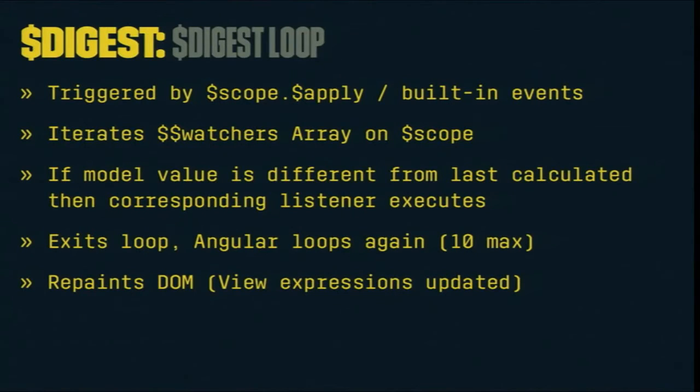So after all these, I kind of sum them up. Some of them I might talk about with the code examples as we carry on. So the digest is triggered by scope apply and the built-in events. We iterate the watchers array. If you console log the scope, when you're actually in development, you can actually see all the watchers, so it's quite interesting. If the model is different from the last calculated value, Angular will execute the listener. We exit the loop, repaint the DOM.